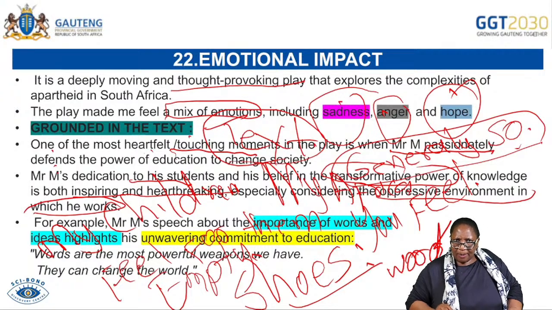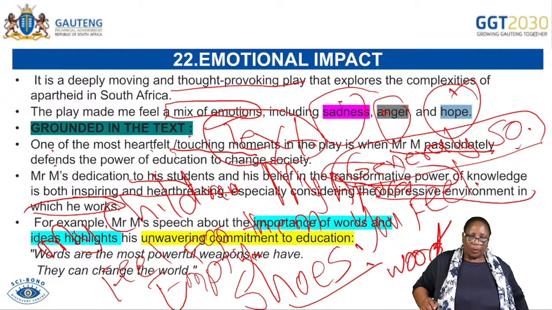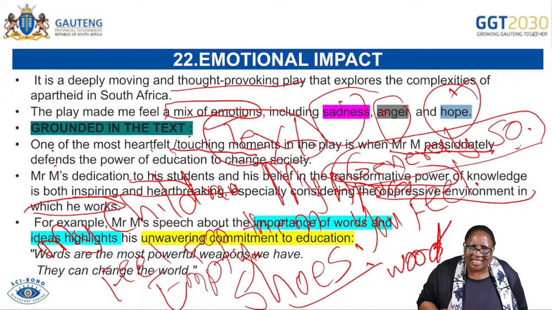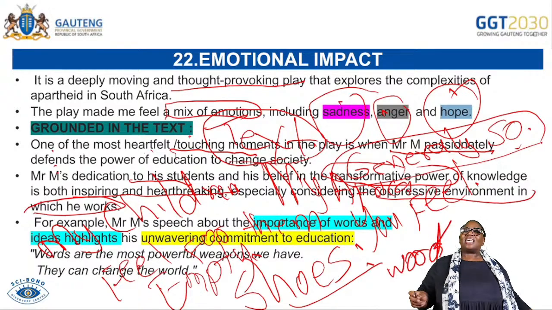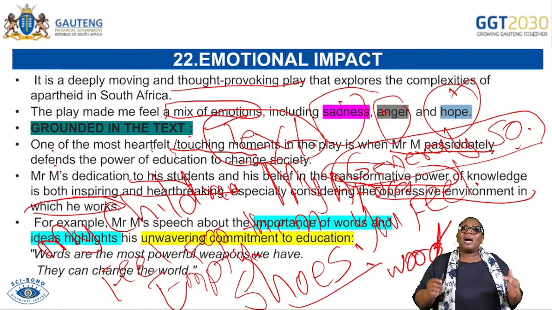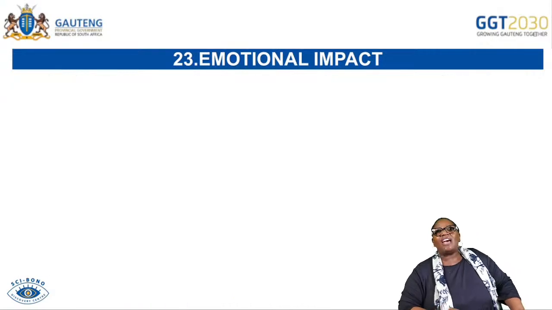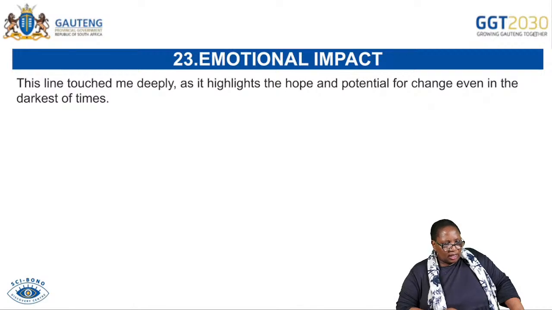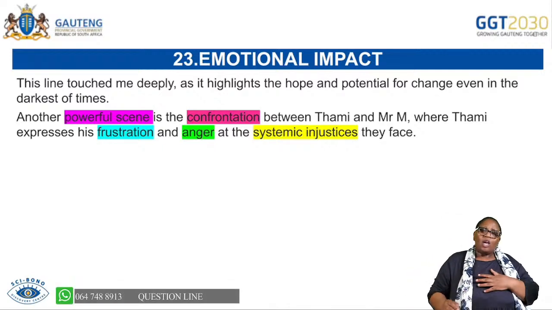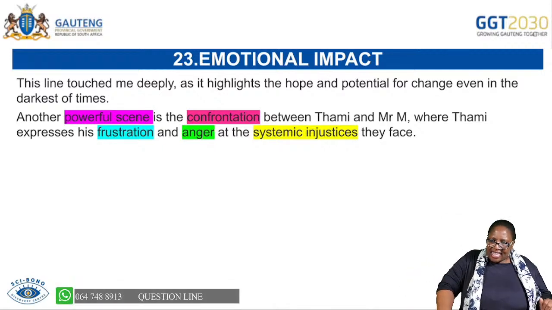If I meet you at the mall, I'm going to ask you, what are the most powerful words that Mr. M said? Your answer would be, words are the most powerful weapons we have that can change the world. So that has a deep emotional impact, and it touches you.